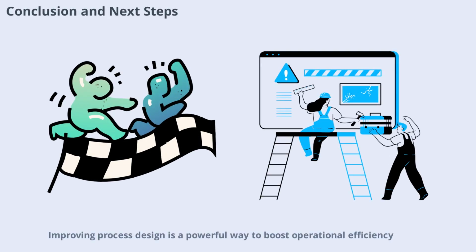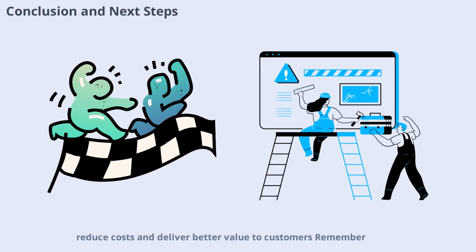Improving process design is a powerful way to boost operational efficiency, reduce costs, and deliver better value to customers. Remember, it's an ongoing journey that requires commitment, collaboration, and a willingness to adapt. Start by mapping your current processes, set clear goals, and involve your team in continuous improvement. With the right approach, you can transform your operations and achieve lasting success.